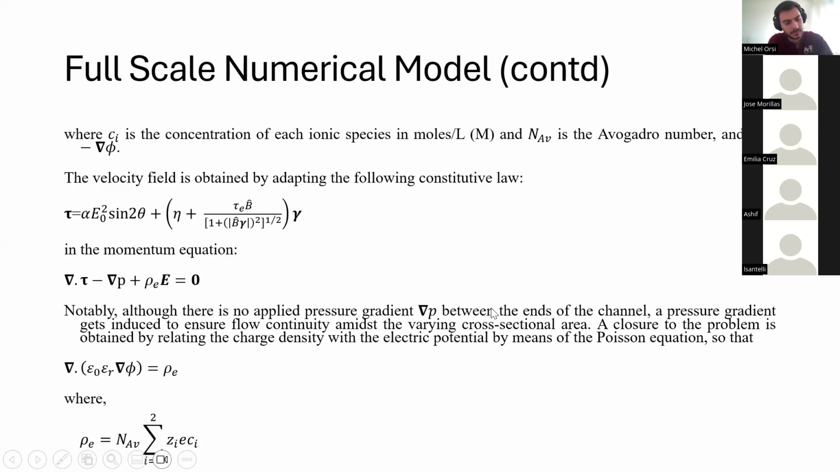A closure to the problem is obtained by relating the charge density with the electric potential by means of the Poisson equation. So, this is the Poisson equation where rho E is given by this addition of the charges and concentration.